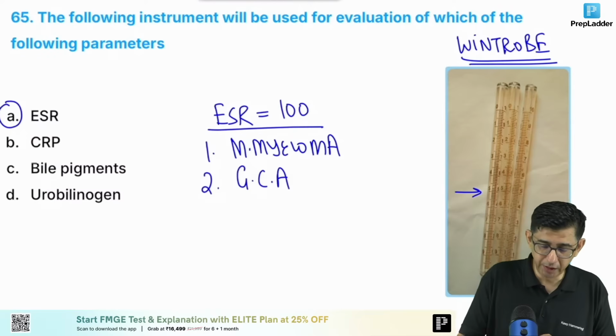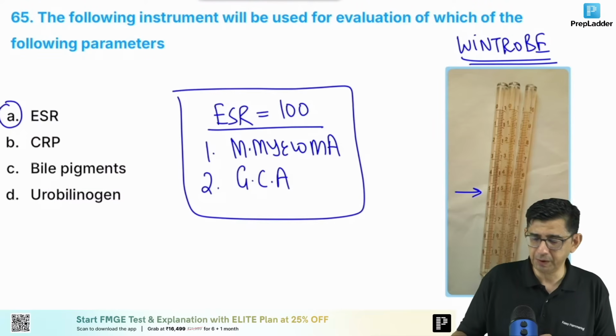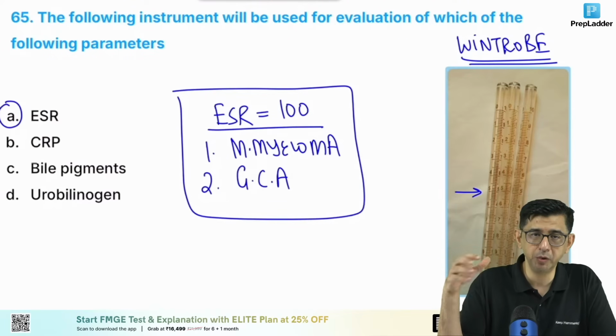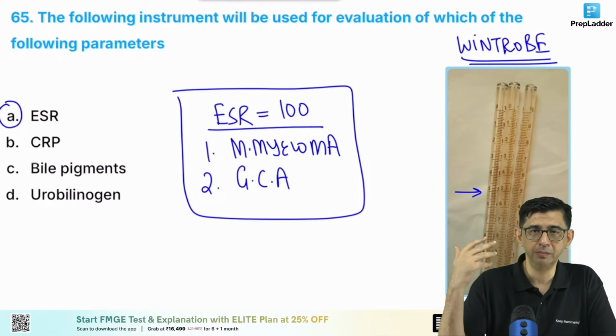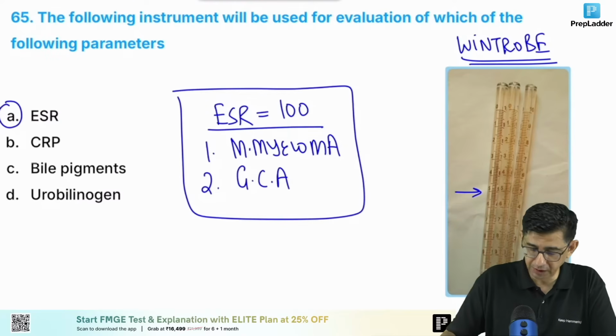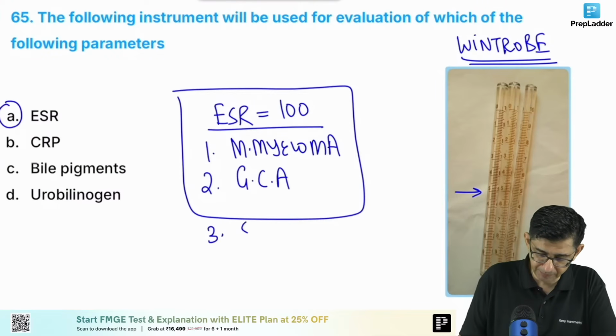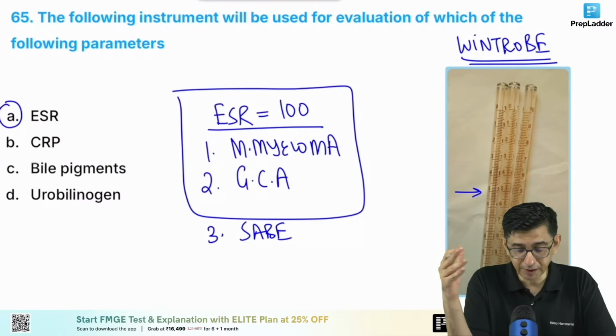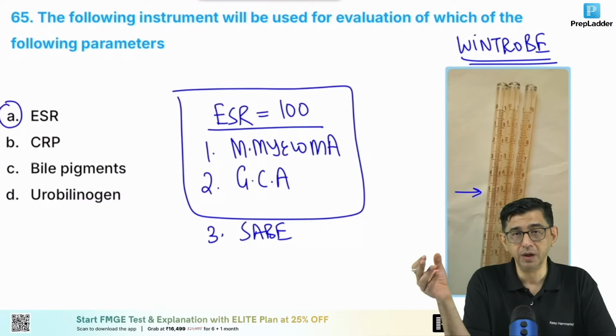Every time you read ESR of 100, I'm saying for multiple myeloma, even if you don't remember that triad I was talking about, you don't remember serum protein electrophoresis, you say, sir, my mind went blank, but you read ESR of 100 given in a question. It can be seen even in subacute bacterial endocarditis. But multiple myeloma and giant cell arteritis are must-know facts where ESR would be substantially elevated.